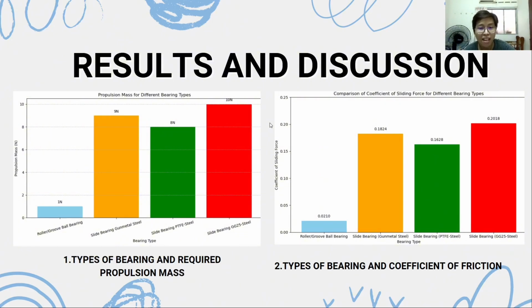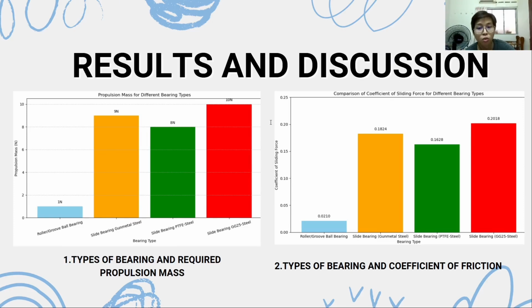On the other hand, slide bearings, especially those made of gunmetal steel, PTFE steel, and GG25 steel, require significantly higher propulsion mass of 9 Newton, 8 Newton, and 10 Newton respectively. With correspondingly higher coefficients of friction, the PTFE steel slide bearing performed better among the slide bearing group, with a coefficient of 0.1628 and slightly lower propulsion mass.